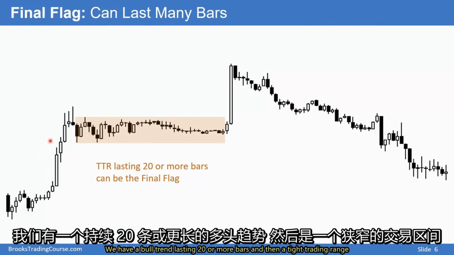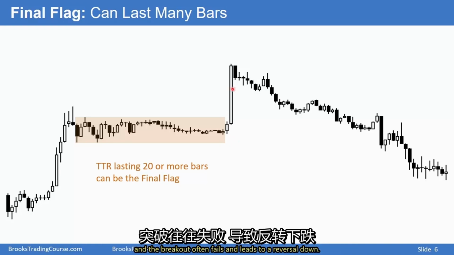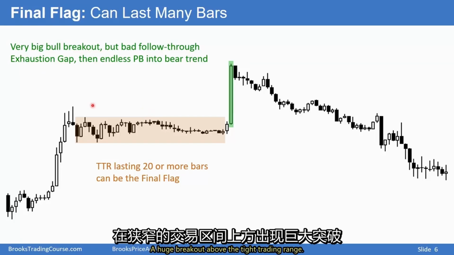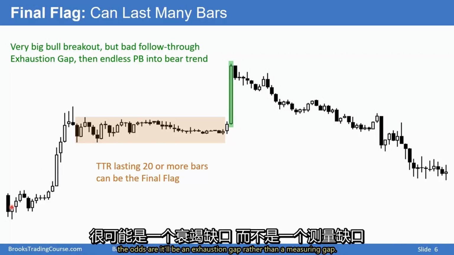We have a bull trend lasting 20 or more bars, and then a tight trading range. And a tight trading range late in a bull trend often is the final bull flag, and the breakout often fails and leads to a reversal down. A huge breakout above the tight trading range. Whenever you get the biggest bull bar occurring 20 or more bars into a bull trend, the odds are it'll be an exhaustion gap rather than a measuring gap.